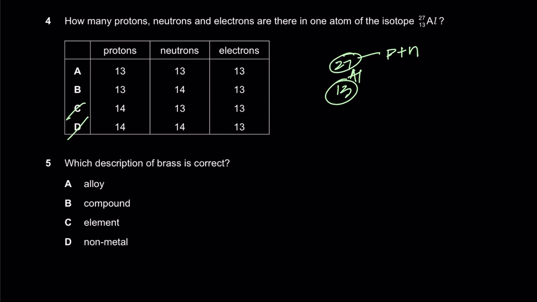Now, electrons for an atom are the same, right? Because it has no charge, the number of protons and electrons must be equal, and he's obviously given all the options as 13, so you didn't even have to think about that. Now, the difference is between neutrons. One is saying 14 and the other one is saying 13.